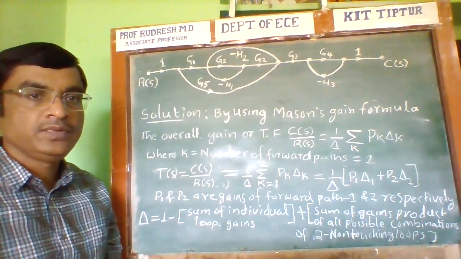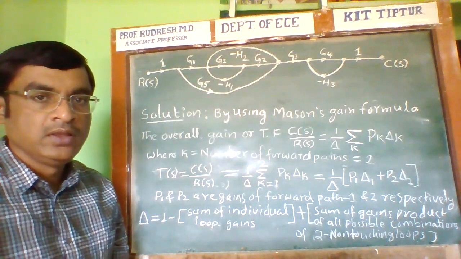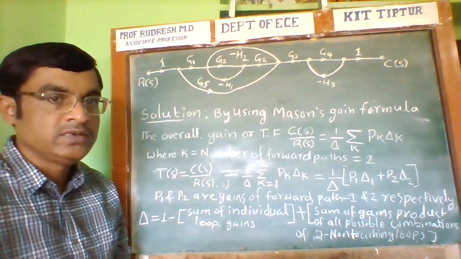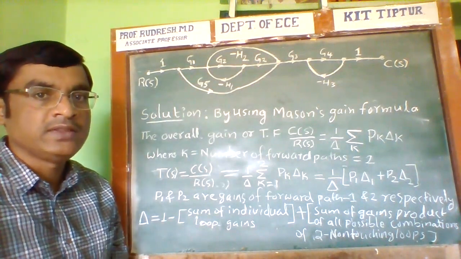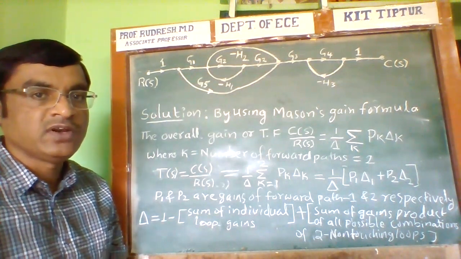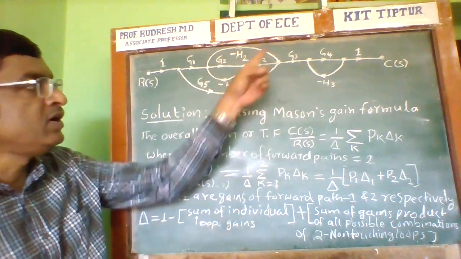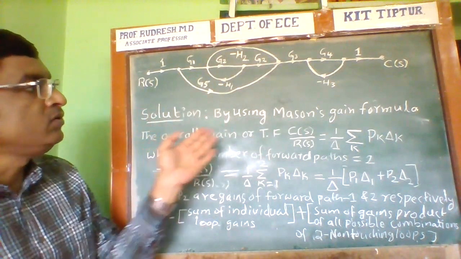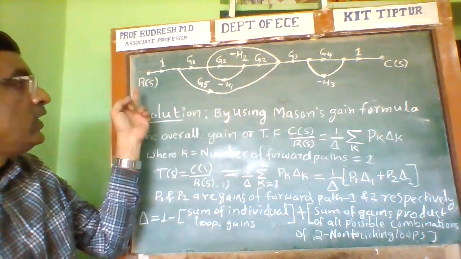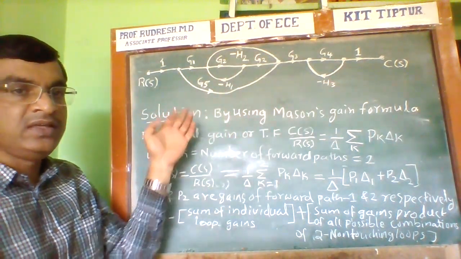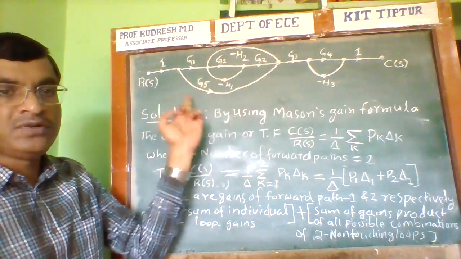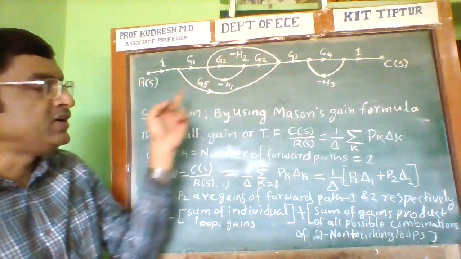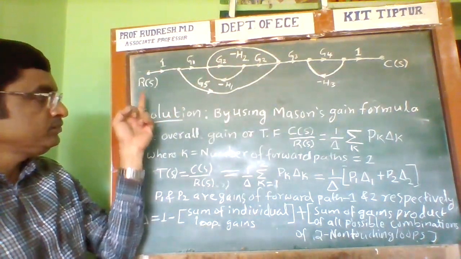Dear student, in the previous session, I explained the Mason's Gain formula, which is widely used to find the overall gain or transfer function of a system represented in the form of a signal flow graph. In today's class, I'm going to explain how to calculate the overall gain or transfer function of the given system in the form of a signal flow graph. Here, we need to calculate C(s) divided by R(s).